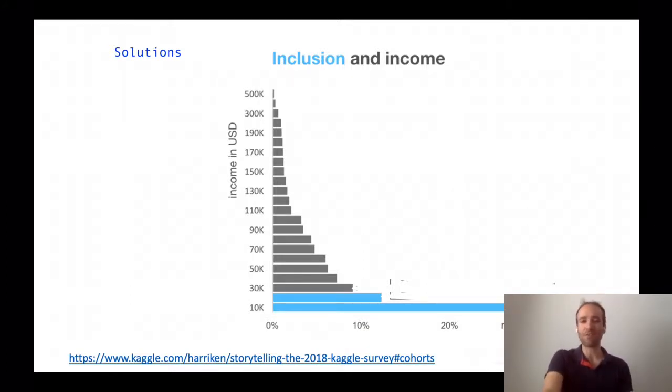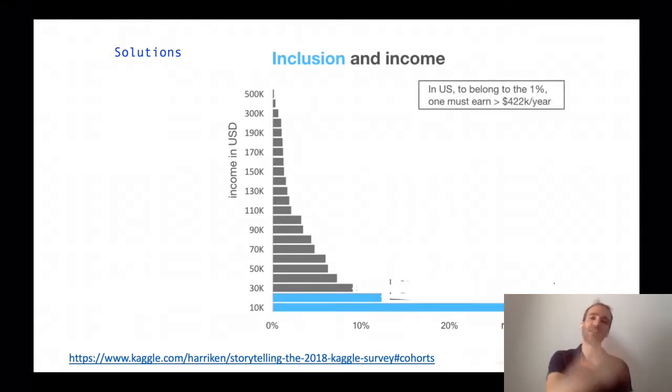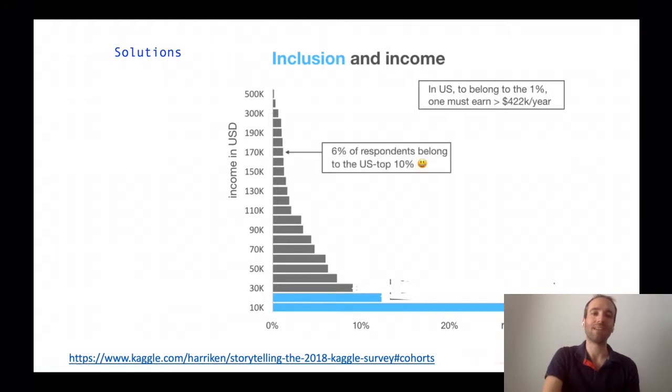And remember, just because you have a chart doesn't mean you cannot annotate things. So for example, we can annotate this chart and say, well, in the US, to belong to the 1%, one must earn $422,000 per year. That is true in the US. In New York is double, but that's interesting. So what does that tell us about data scientists? Is data scientists an elitistic group? Well, not in the US, right? Because very few people earn more than the 1%.